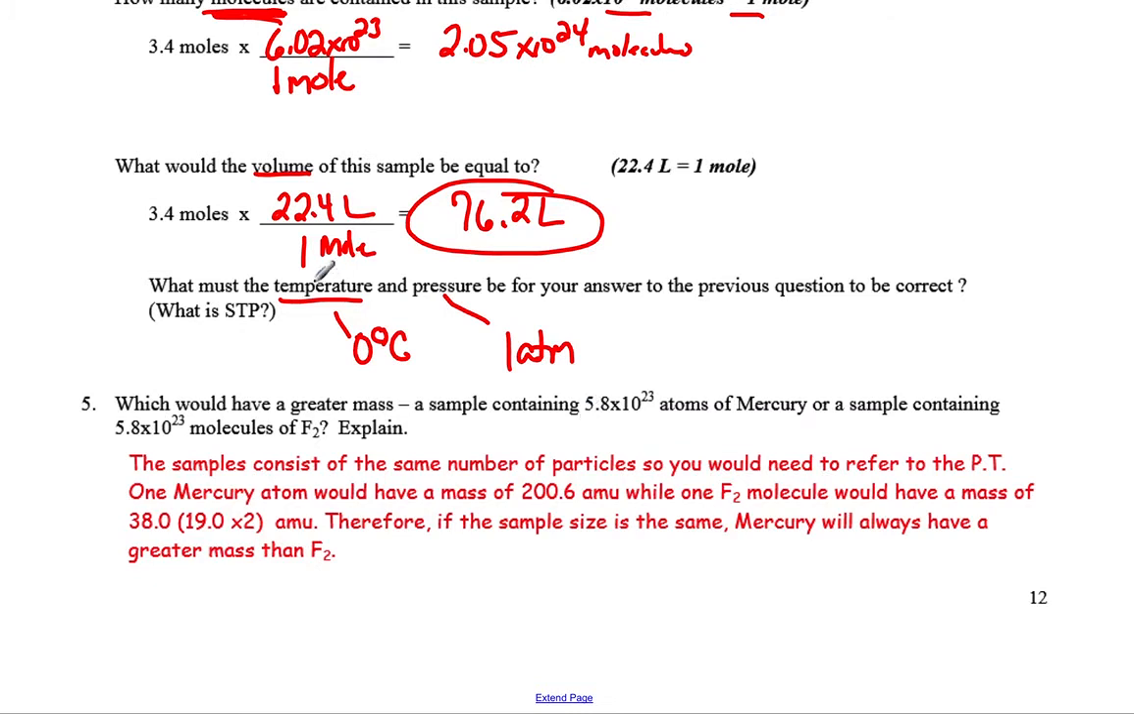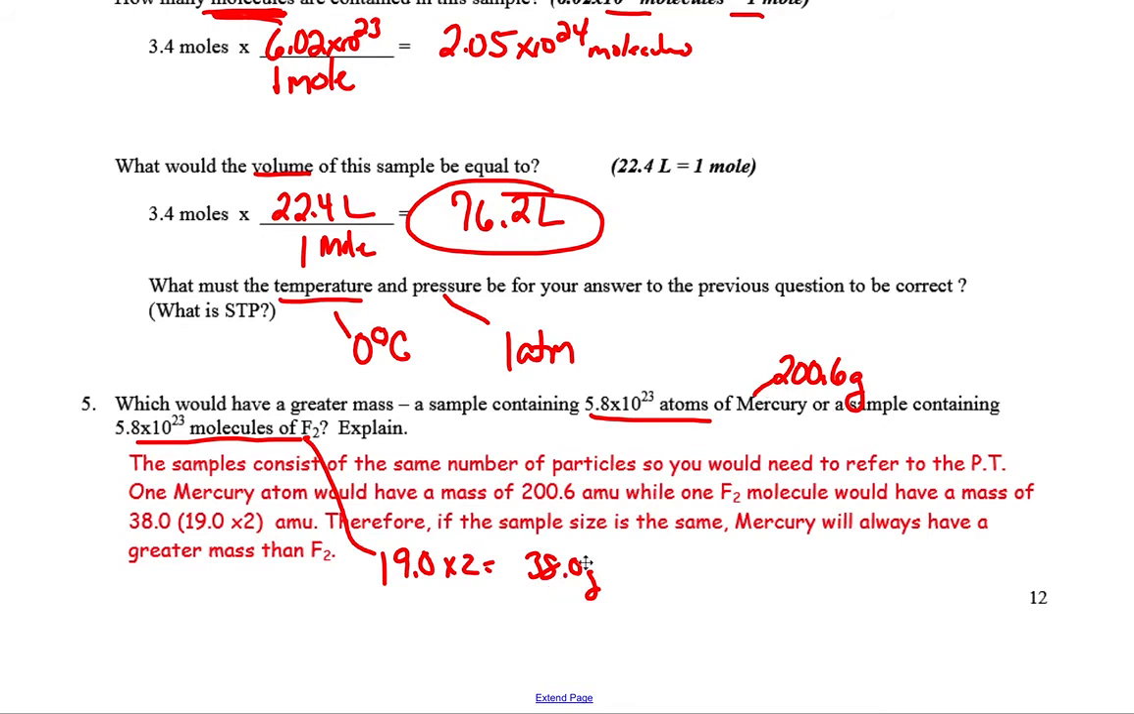Now, which is going to have a greater mass, a sample with this many atoms of mercury or a sample containing the same number of molecules of fluorine? Now, they're the same amount of atoms. All I have to do is look at the periodic table. 1 mole of mercury has a mass of 200.6 grams, or AMUs. If it's a mole, it's grams. And F2 is 19.0 times 2, so that's 38.0 grams. So 1 mole of mercury weighs way more than 1 mole of fluorine.